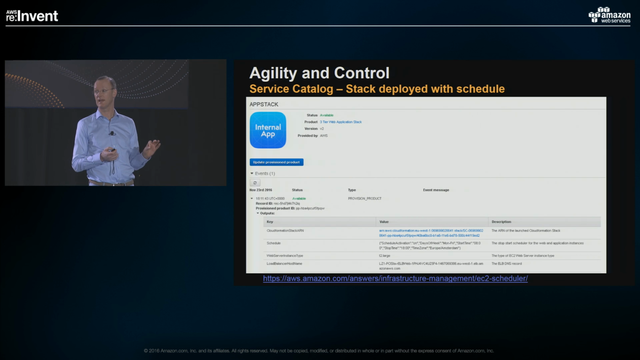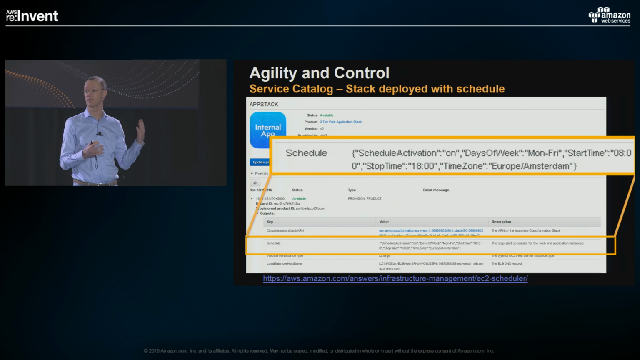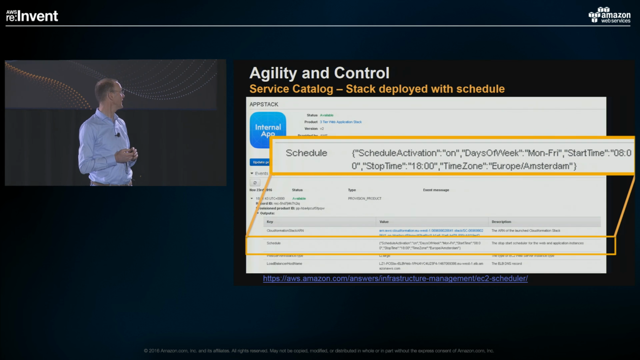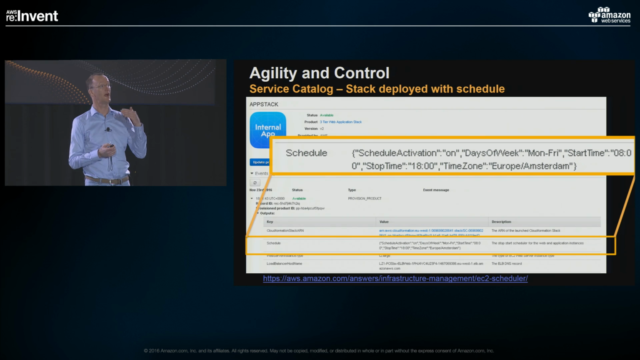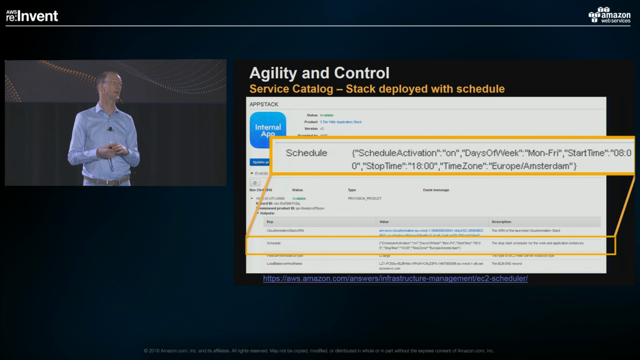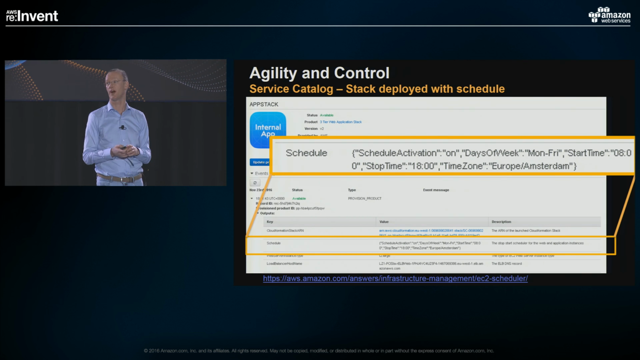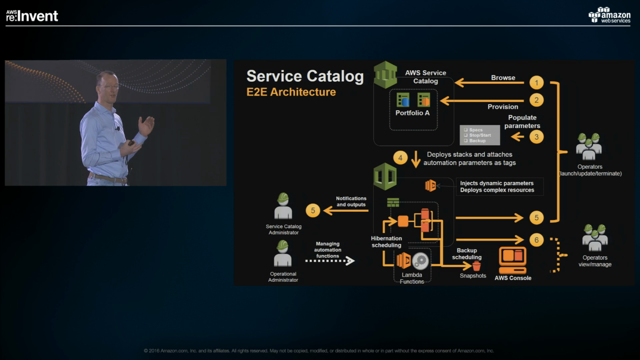Once the product has been launched, you see the tags at the bottom, and the schedule over here in JSON format, Monday to Friday between 8 and 6. Now the Lambda function will pick this up and will perform these actions. So when Becky comes in early morning, 8 o'clock, she gets her coffee, and the instance has started. When she goes home at 6 o'clock, everything will be shut down automatically. So think about the cost reduction over here. If you look at the end-to-end flow, how does this work?